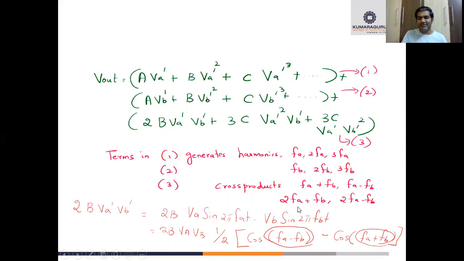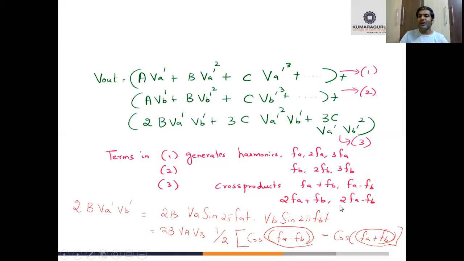Similarly, for 3C VA square VB dash, if you follow the same procedure, you will have your frequencies at 2 times FA plus FB and 2 times FA minus FB. Okay, so that is what. So this FA plus FB is called cross product because you have two products. It is called cross product because of multiplication you are getting this frequency. So you are multiplying VA sine 2 pi FAT with VB sine 2 pi FBT. So because of this multiplication, you are having cross products. Okay, at what frequencies? FA plus FB and FA minus FB and 2FA plus FB and 2FA minus FB and so on. Okay, so this is called cross products.